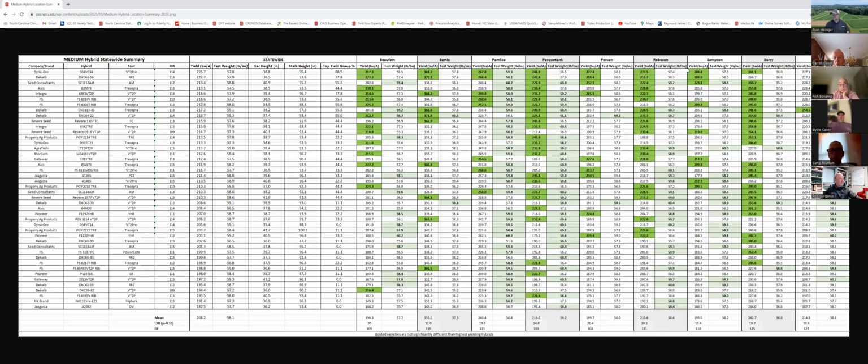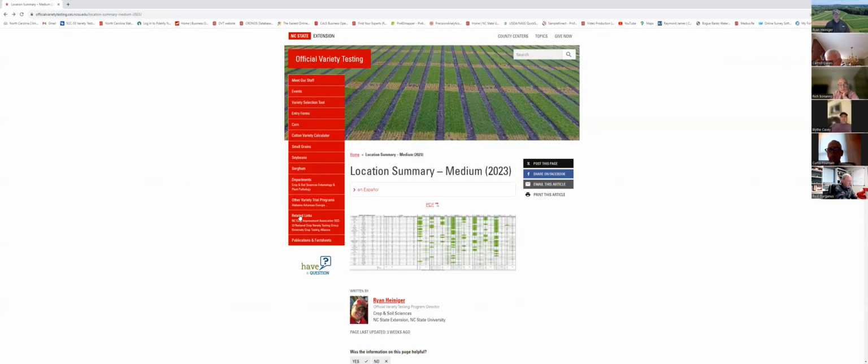I feel pretty good about its consistency because look at the number of times that it's in that top yield group across all of our locations. Again, it's just another way for you to consume the data, another accessible way for you to get to that OVT data and identify what did well for you. These are called location summary tables, and they're always included with any of our data, whether that's wheat, corn, or soybeans. They'll say location summary.